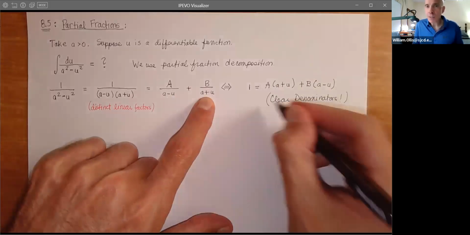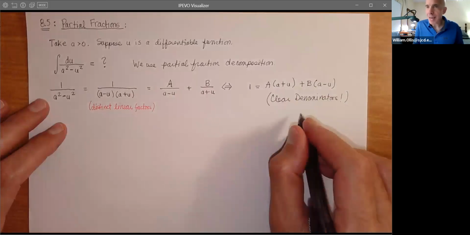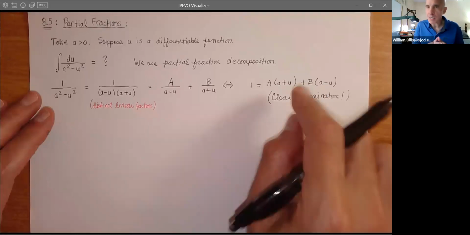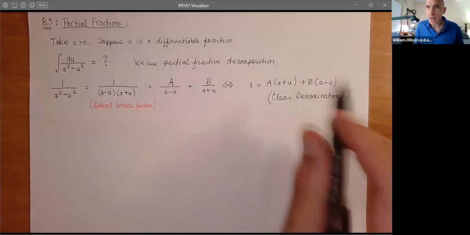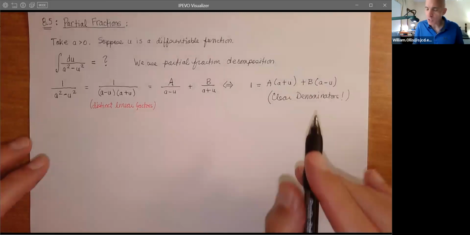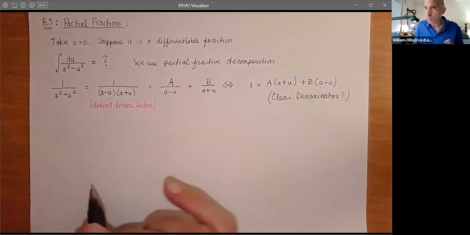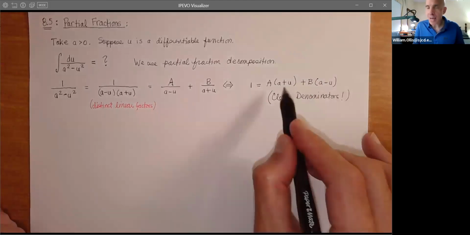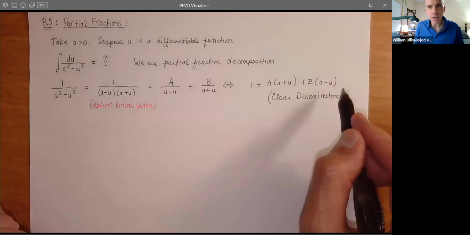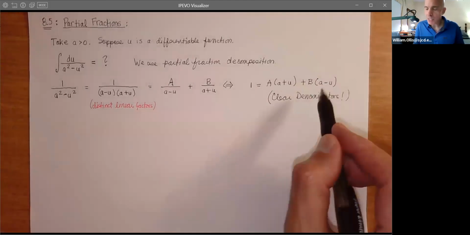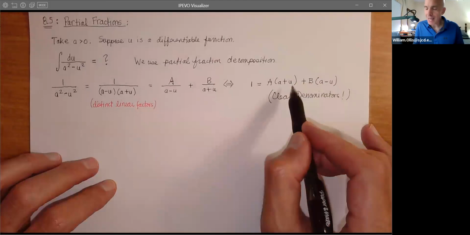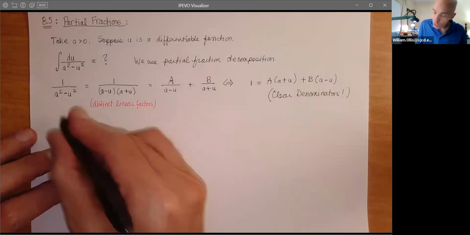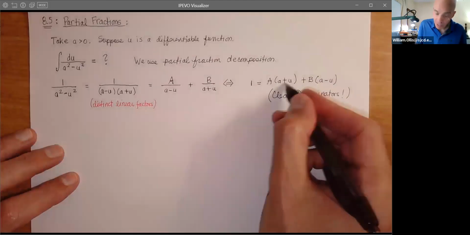This can also be understood with the Heaviside cover-up method, but this is so simple to do, we're going to adopt this because it's easy. So we cleared the denominators, and now we have an equation that's true for all u, or x if we were using x. And so what we want to do is now, as opposed to multiplying everything out, even though sometimes that would be good, we can just substitute convenient values of u to figure out what the coefficients A and B should be. So first, we're going to start out with u equal negative a.